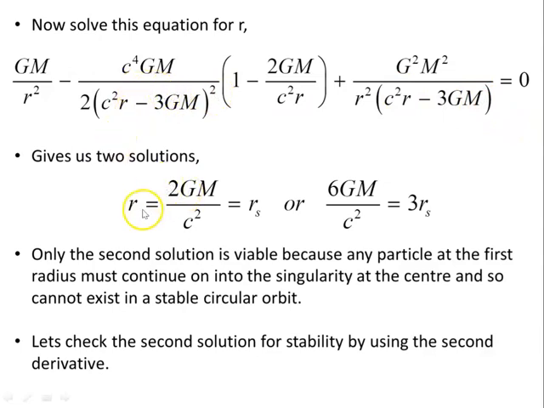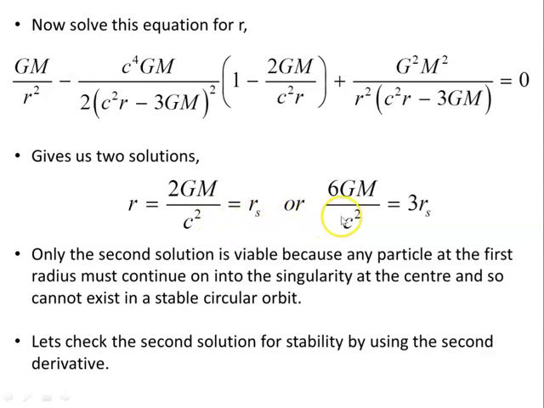This gives us 2 solutions. One is the Schwarzschild event horizon itself. Clearly you can't have a circular orbit there. A particle reaching that surface crosses it and then continues on into the singularity. So no stable circular orbits are possible there.